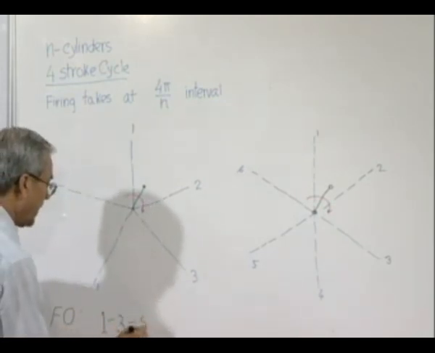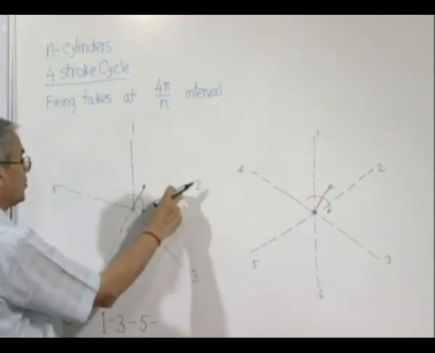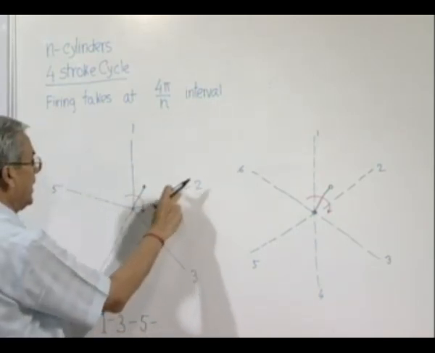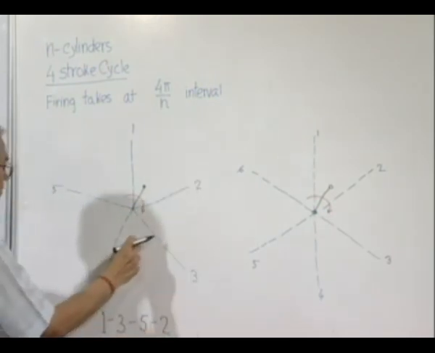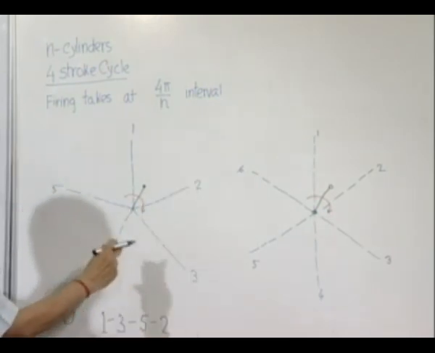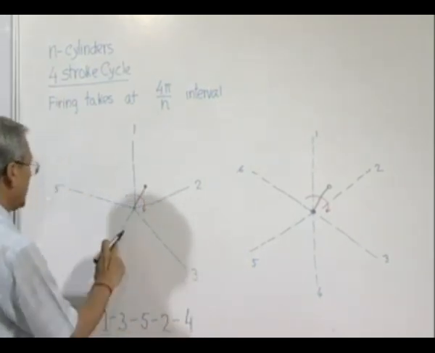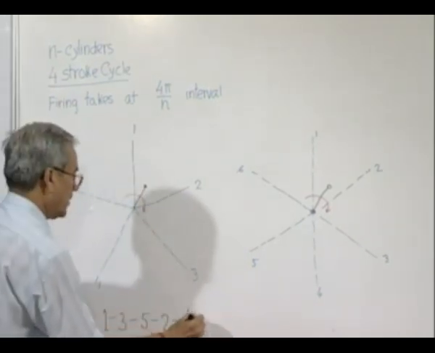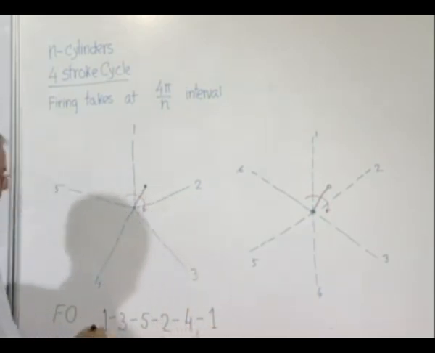So then 5, then again 4 pi by 5, so it will be next 2, it will come here and again 2 will fire, and then again 4 pi by 5, so it will come to 4 and this will fire, and after this is over, then again it will go to 1. So a complete cycle of firing is there.